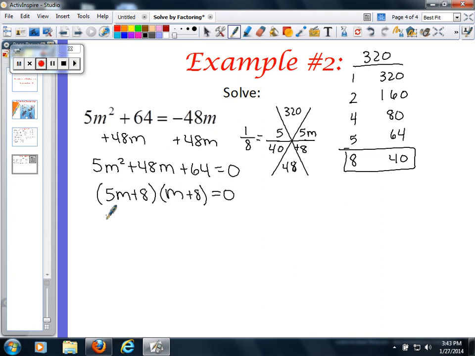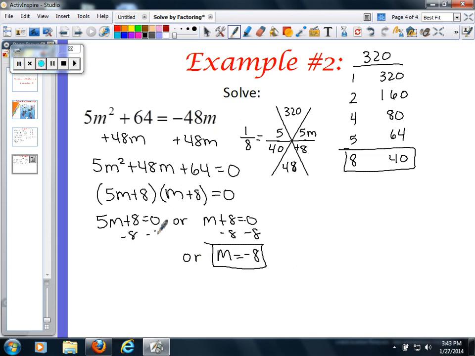And now we're going to set these equal to 0 again. So you've got 5m plus 8 equals 0, or m plus 8 equals 0. And now you're just going to solve for m again on both sides. So you get m equals 8. Or I'm going to subtract 8 from both sides, I get 5m equals negative 8. Divide by 5, and I get m equals negative 8 over 5. And that's all there is to doing this.